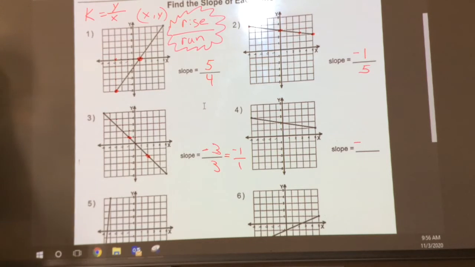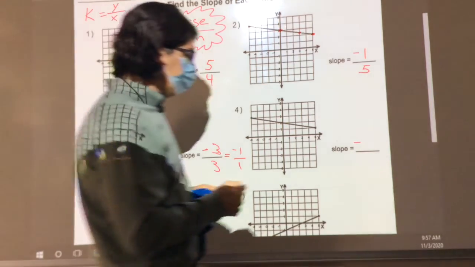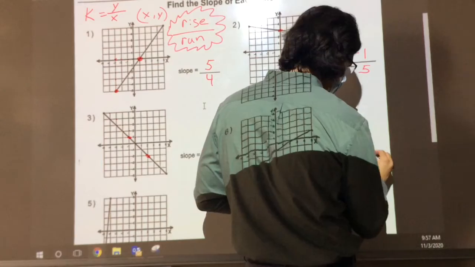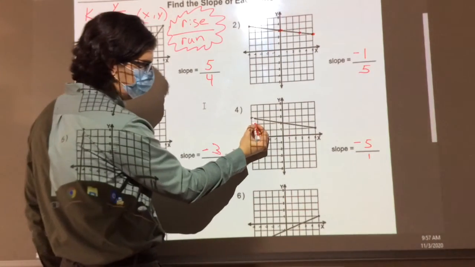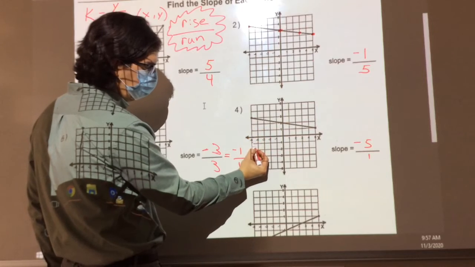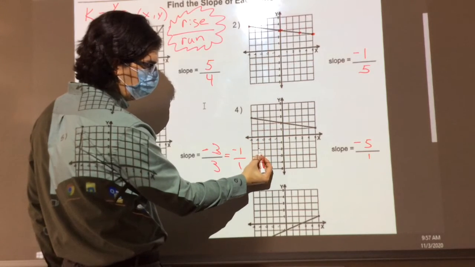Anybody bold enough to tell me what you got? What you think you got? Josh, what'd you get? Negative 5 over 1. Do we agree? Yes. All right, let's check it out. I'm going to pick this point right here. I'm going to go down 1, 2, 3, 4, 5 over 1.